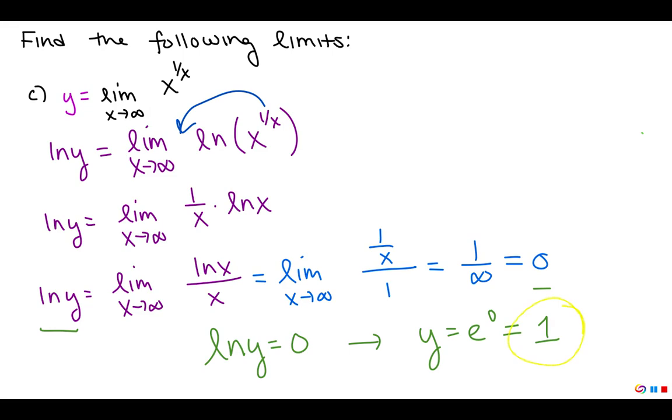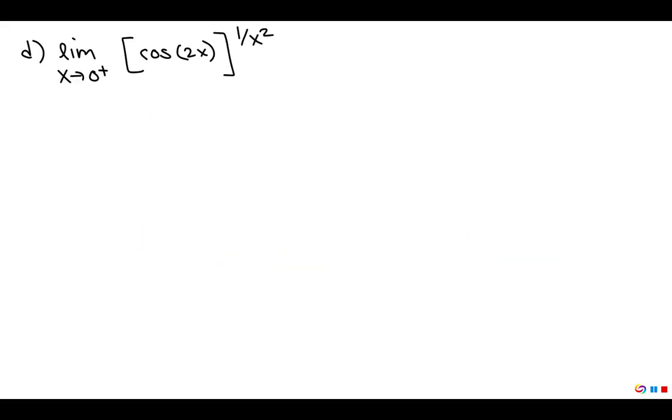Let's do one more with an exponent. I know this method is kind of tricky. It takes some practice. So let's do one more. Let's find the limit as x goes to 0 from the right of cosine of 2x raised to the 1 over x squared.